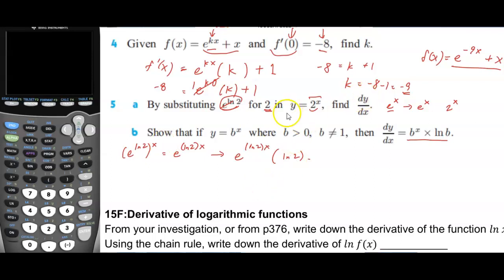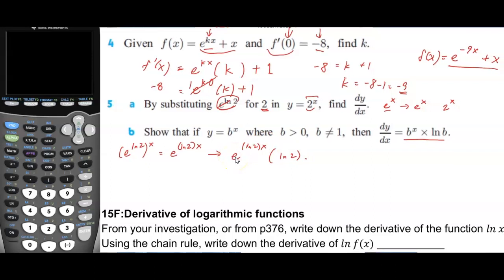There's one more simplification we can do, right? Because remember, we rewrote 2 to the x as e to the natural log of 2 times x, right? And here we have it again. So we can replace this back with 2 to the x if we need to. So we could write this as 2 to the x times natural log of 2, okay?